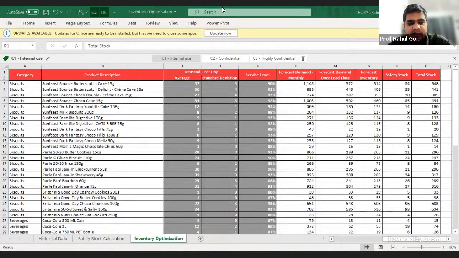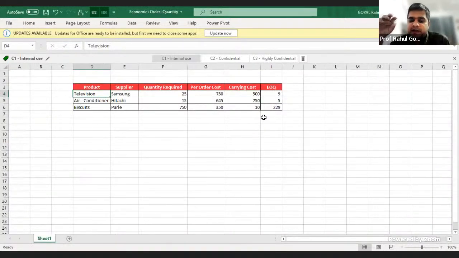So we have discussed safety stock, we have discussed inventory optimization, and now let's look at the economic order quantity, right? If you remember, we have discussed safety stock, we have discussed the cycle stock, and now we will discuss how much to order, which I said is dependent upon economic order quantity, minimum order quantity or replenishment cycle. So here we are looking at economic order quantity, right?